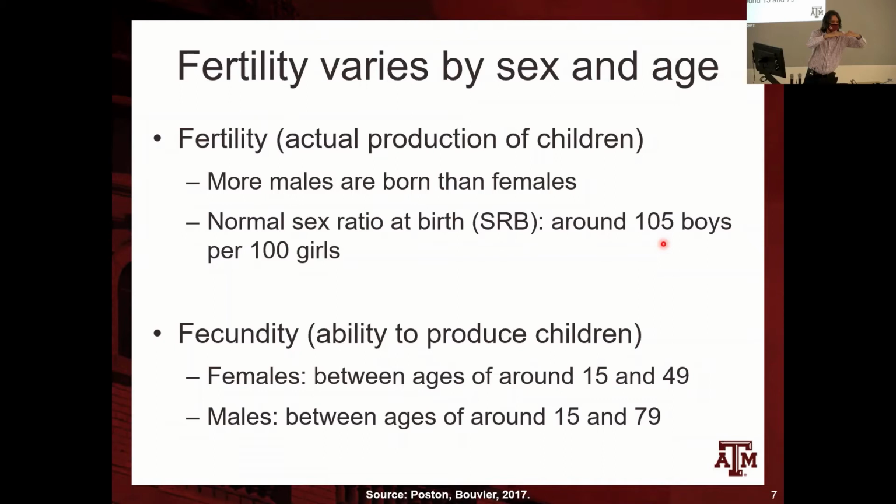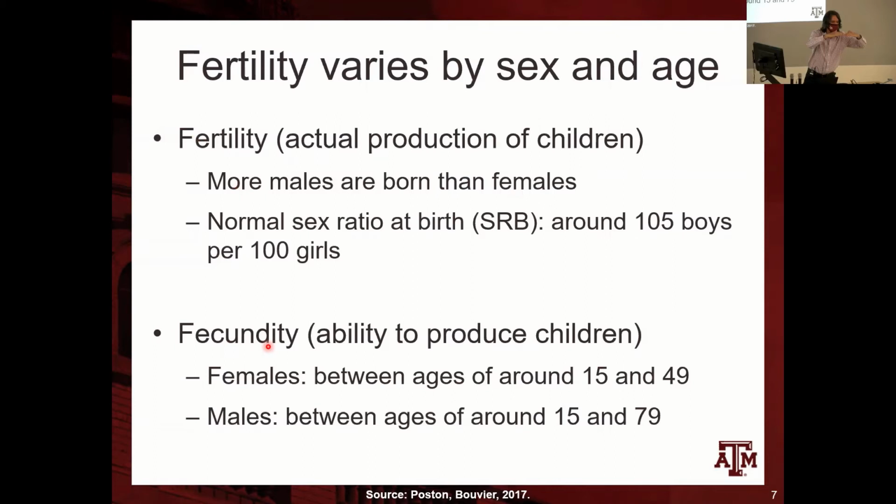For males, this age interval is wider. It goes between 15 and 79. And just for those who speak Latin languages, such as Spanish and Portuguese, these terms here are exactly the opposite. So fertility in Spanish is fecundidad. Fecundity is fertilidad. Exactly the opposite. So you might have some confusion there if you're talking to someone with English as a second language, right?